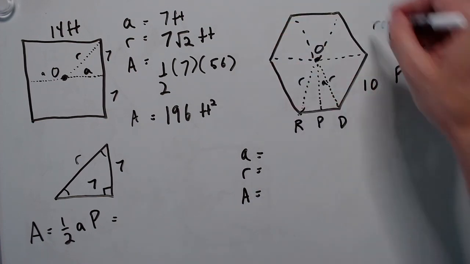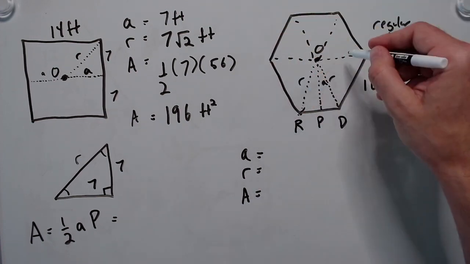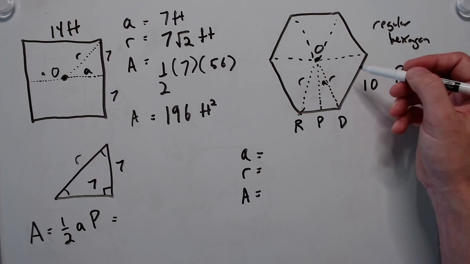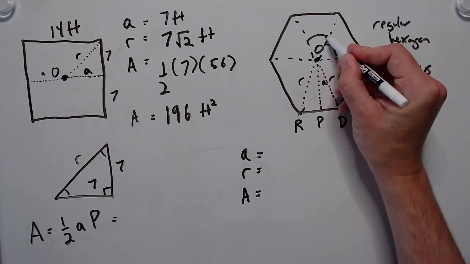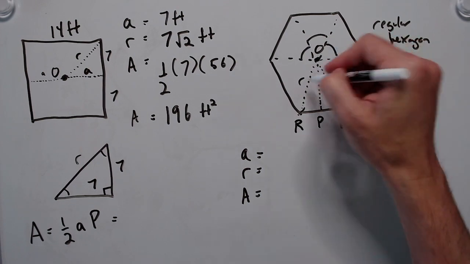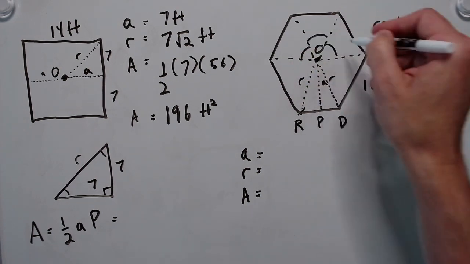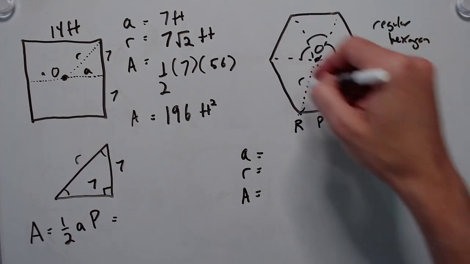If we had an inscribed circle, we have 360 degrees all the way around. Because this is a regular hexagon, this angle has to be the same as this angle, as this angle. So we've got like 6 pieces to a pie here. We've got 360 degrees all the way around.